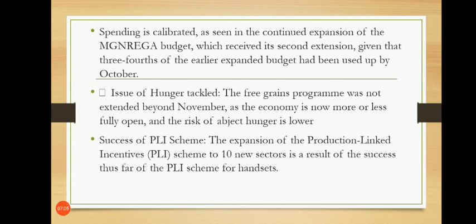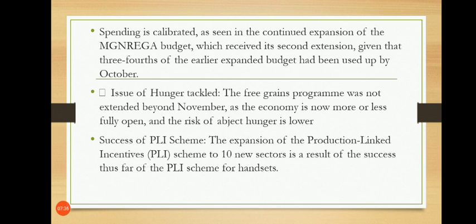given that 3/4 of earlier expanded budget had been used up by October. तो आपके जो MG नरेगा का बजट है उसका 3/4 जो है it was already used up by October. So this expansion was given to the budget of MG Narega under this scheme. Issue of hunger tackled. द फ्री ग्रेन्स प्रोग्राम. ठीक है तो आपके फर्स्ट जो आपकी प्रॉब्लम सॉल्व की गई वो आपके एम्प्लॉयमेंट प्रोवाइड करके की गई.